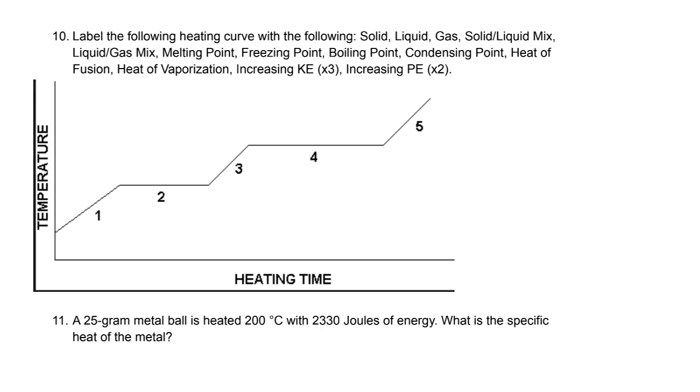All right, number 10, we have to do some labeling. We've got a heating curve here. So in section 1, our object is solid. Then in section 2, it is melting. In section 3, it's a liquid. In section 4, it's boiling. And then in section 5, it is a gas. So if this was water, it would go from ice to liquid water to water vapor. And it would reach these plateaus as it's undergoing those phase changes.